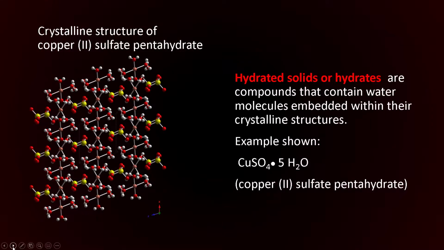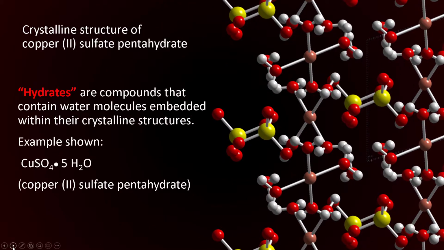So-called hydrated solids contain water molecules embedded within their crystalline structures. The example shown here represents a crystal of copper-2 sulfate pentahydrate. If we zoom in, we can see the embedded water molecules more clearly.